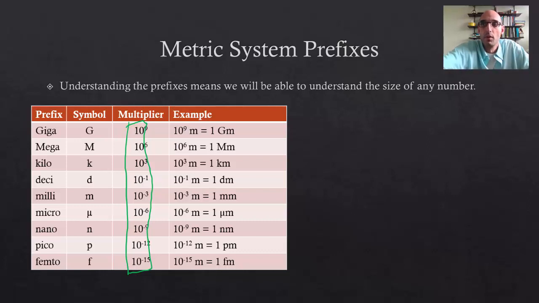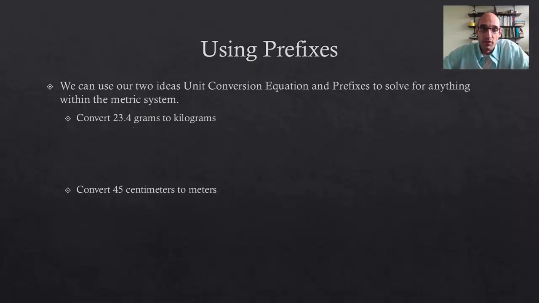It's very important that you understand that moving forward. Those base units are what we start with. So, what's next? Let's use these prefixes in order to do conversions, and we're still going to set it up the same exact way. Convert 23.4 grams to kilograms.